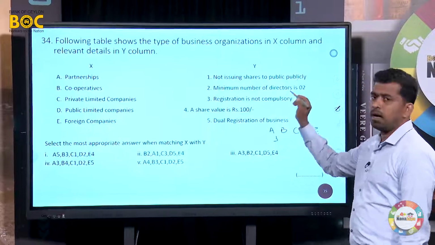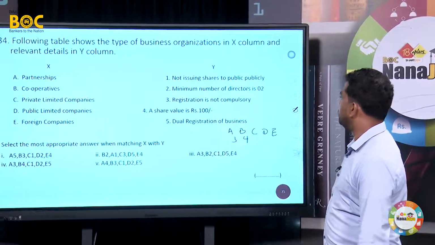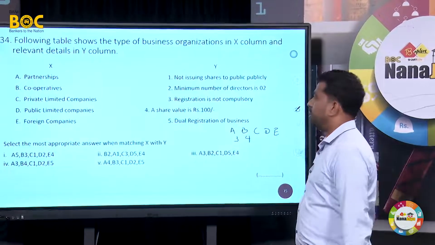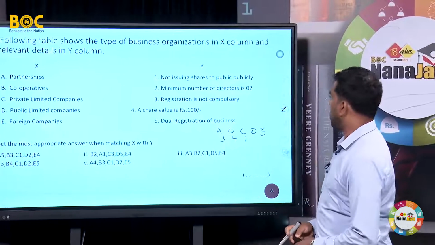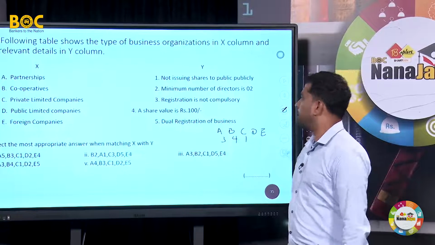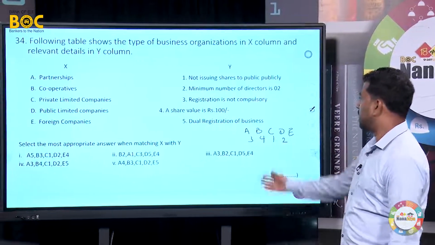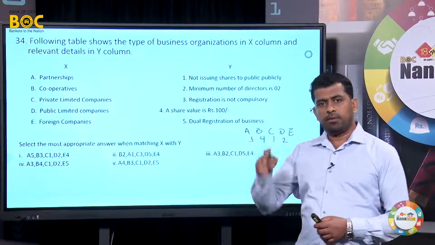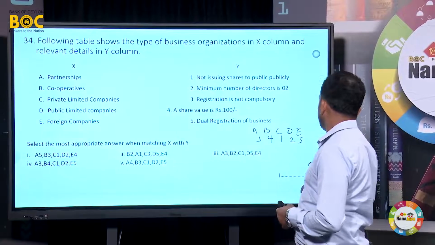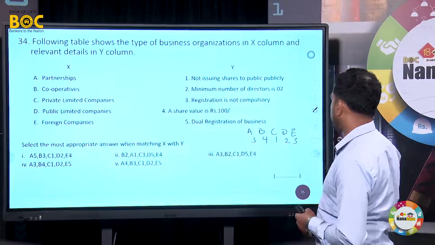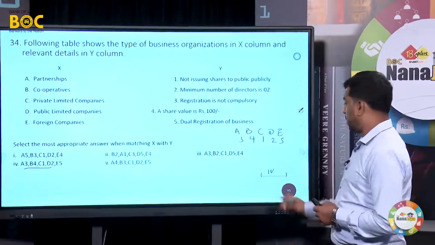Cooperatives, share value is 100 rupees, it is unchanged. 4. Private limited companies, not issuing shares to the public, shares and debentures are issued secretly. 1. Public limited companies, the minimum number of directors of a public limited company is 2. Foreign companies, there is a dual registration. They are incorporated in foreign countries and pre-registered in Sri Lanka as a foreign company. 3, 4, 1, 2, 5. It is the 4th option. We have to write it on the given dotted line.